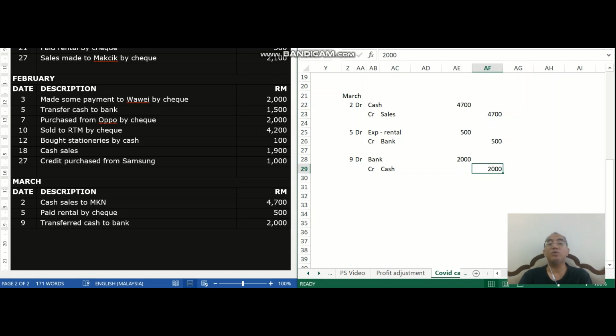Okay, March only three transactions. It's very short. Alright, so let's look at what should be put in our cash book. So on the 2nd March, we have the word cash. Definitely we go to our cash book. What about on the 5th? We have rental and bank. Okay, we go to cash book. And what about on the 9th? We have bank and cash. Definitely we go to our cash book. So all these three. Okay, now let's move to our cash book.